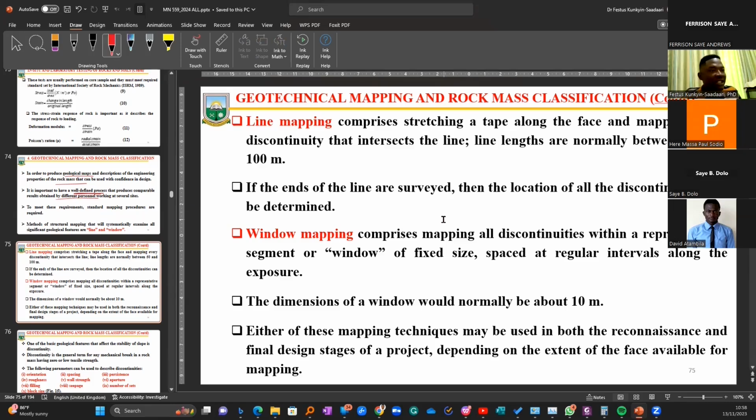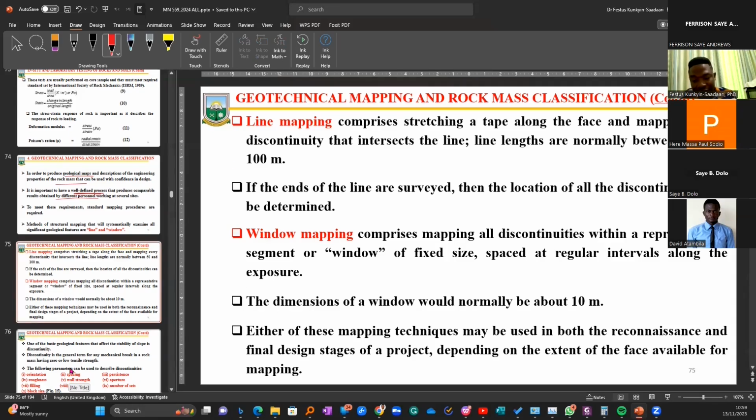Come up with all the properties that you can think of within that surface along that 100-meter stretch. Then we also have the window mapping, where you are trying to create an imaginary segment or grid on the surface of the wall, and then you describe the properties that exist within these windows or grids. These are the two basic approaches we can use in determining the geotechnical properties of the surface of the rock, most especially the walls of the pits, the walls of the stope.